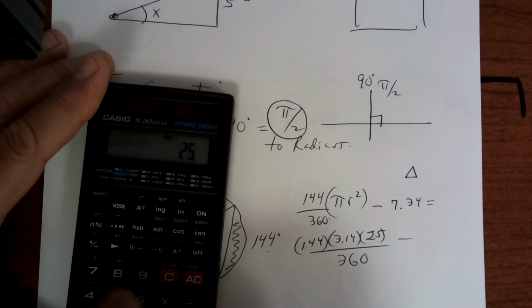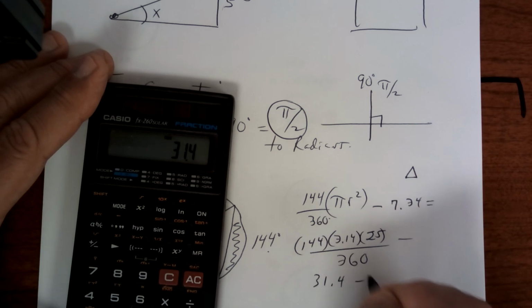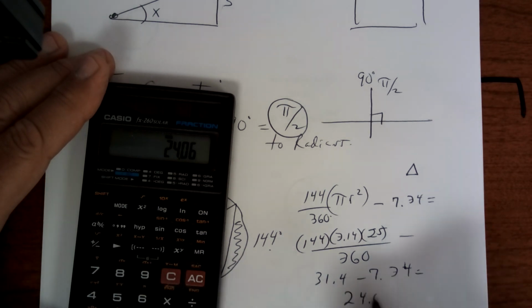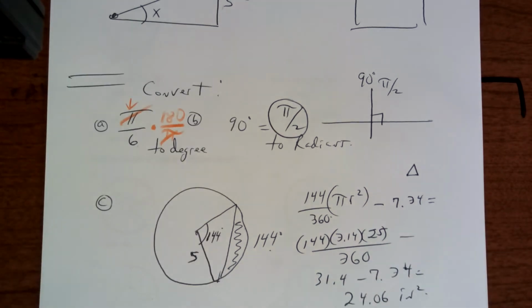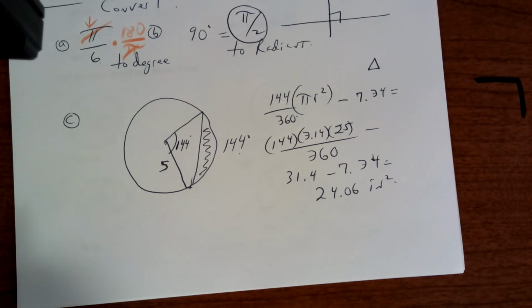Okay, so the top is that divided by 360. I get 31.4 minus 7.34, and when I do that, I get my answer of 24.06 square inches, and that's how you do the slither. And that's how you do those ones where you have to figure out some kind of weird triangle.